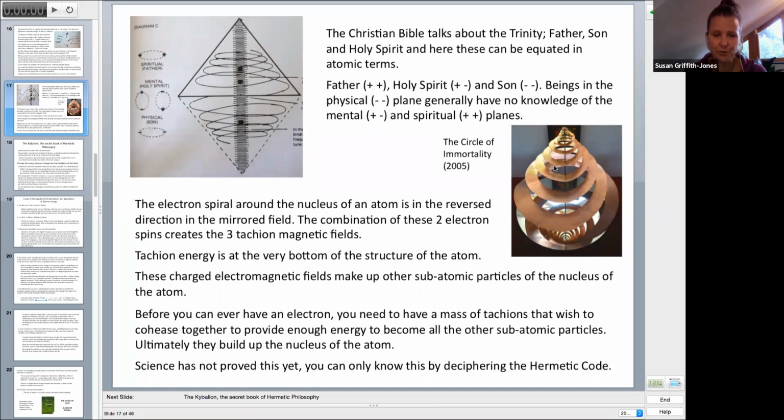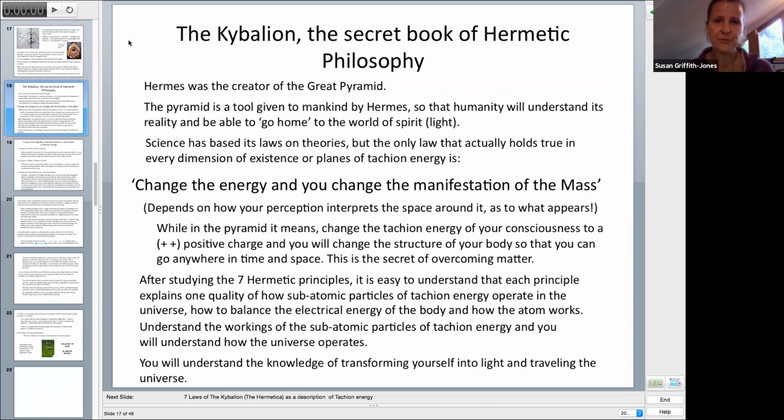Science has not proved this yet, and you can actually only know this by deciphering the Hermetic code, which she and her colleagues did. So I'm going to go through this because I think it's really very useful, but I'm largely going to read rather than go off on tangents here. The Kybalion, the secret book of Hermetic philosophy. So where did it come from?